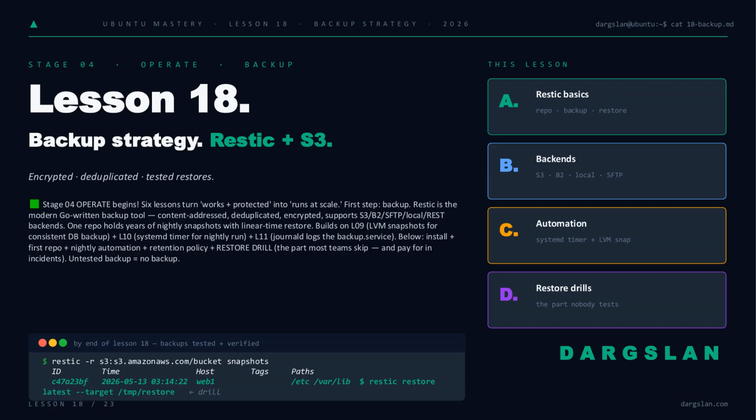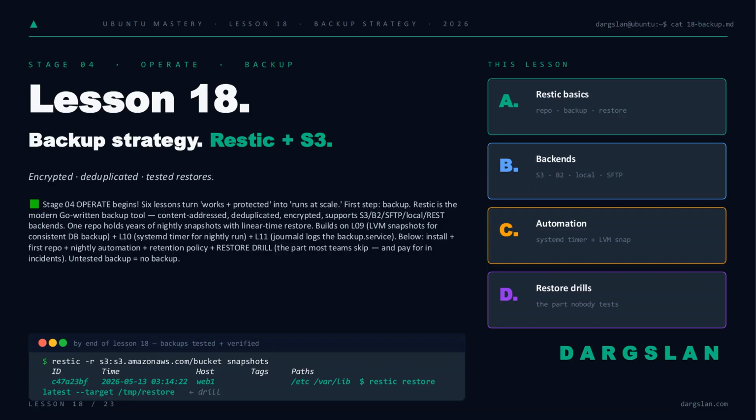Welcome to Lesson 18, where Stage 04, Operate, officially begins. Over the next 6 lessons, we're turning a system that works and is protected into one that runs at scale, and we start where every serious operator starts: backup. Our tool of choice is Restic, a modern Go-written backup engine that's content-addressed, deduplicated, and encrypted by default, paired with S3 as our remote backend.